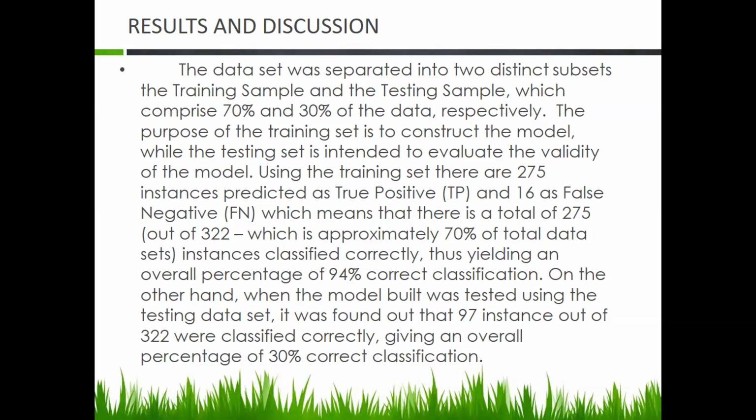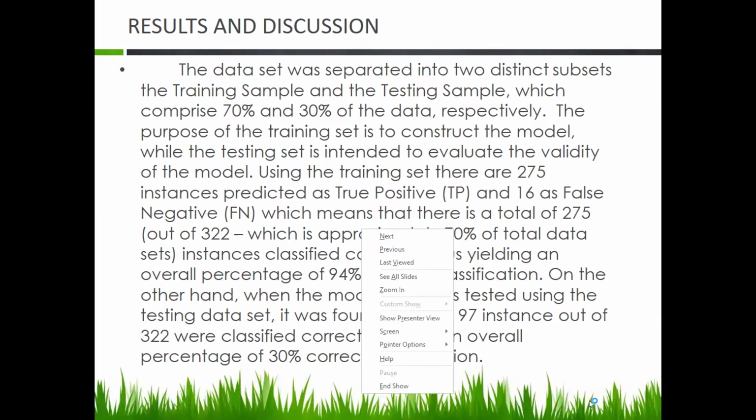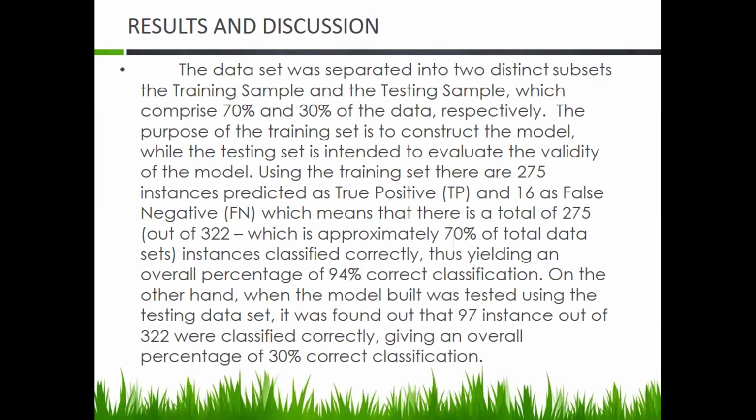On the other hand, when the model built was tested using the testing data set, it was found that 97 instances out of 322 were classified correctly, giving an overall percentage of 30% correct classification.